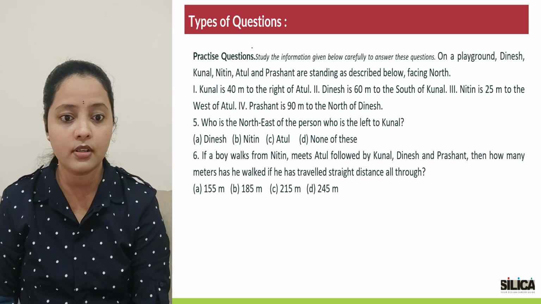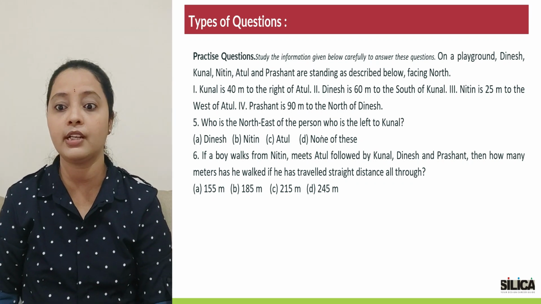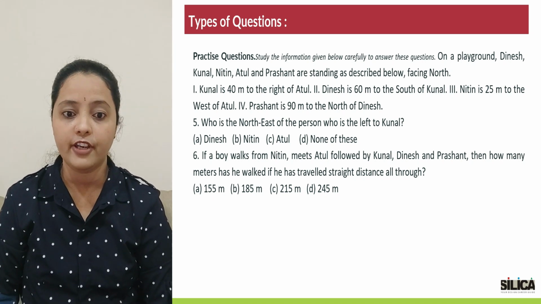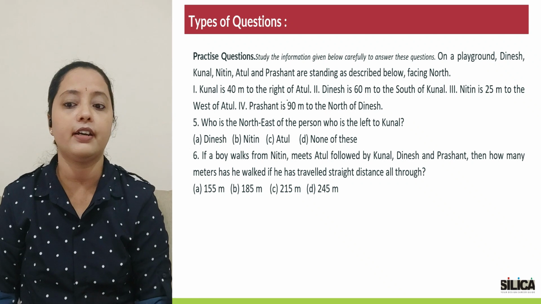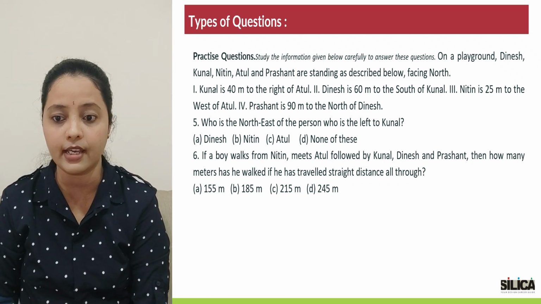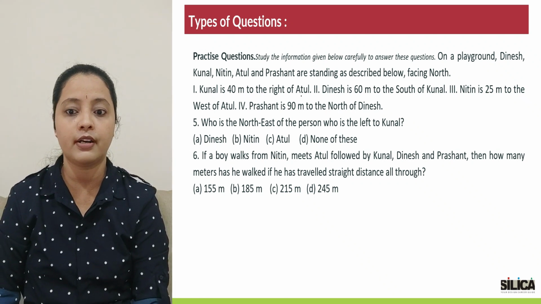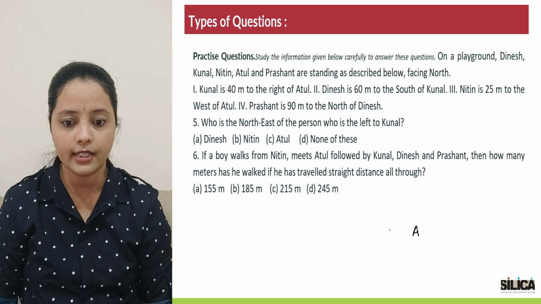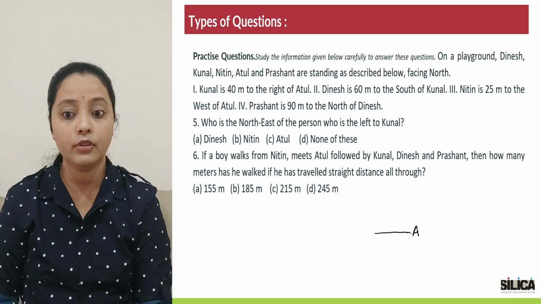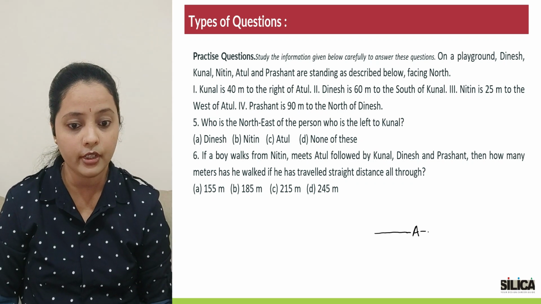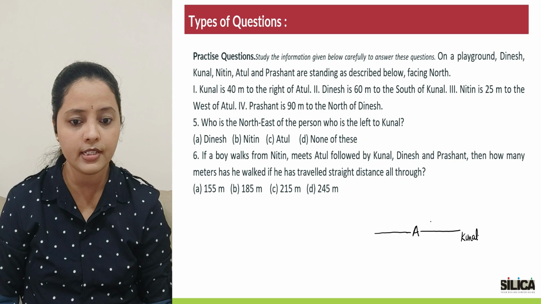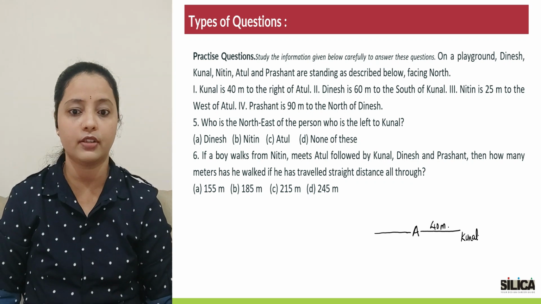On a playground, Dinesh, Kunal, Nitin, Atul and Prashant are standing in a described manner facing north, and there's some data given. Alright, so let's try to plot it. They say Kunal is 40 meters to the right of Atul. So let's start with Atul. This is Atul, and Kunal is 40 meters to the right of Atul. So this is Kunal.